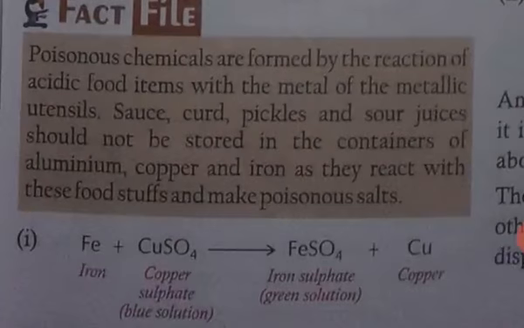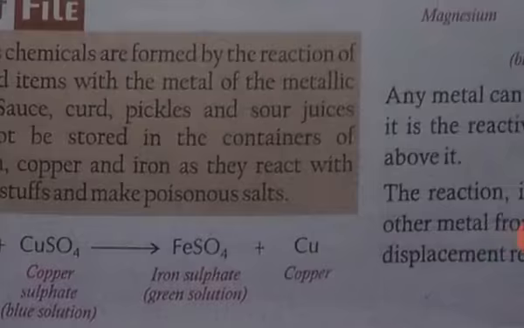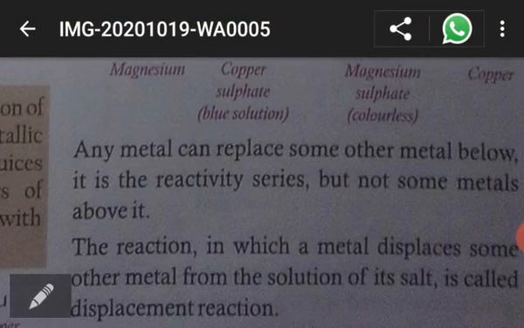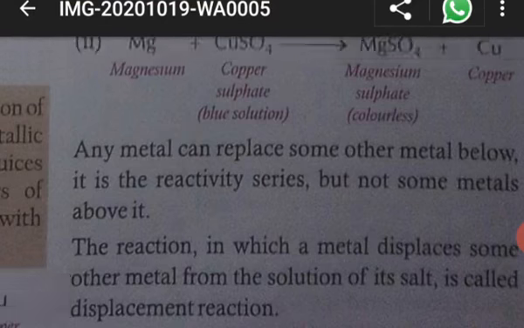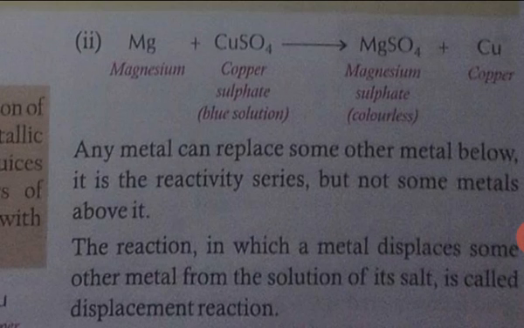Okay, and for example, Fe means iron, and it combines with the copper sulfate to form the copper. Any metal that can replace some of the other metal, it is according to the reactivity series. Another example is Mg plus CuSO4 is equal to MgSO4 plus copper.